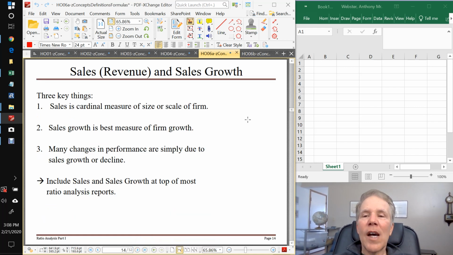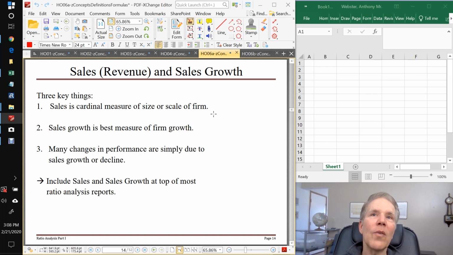You also need to know if there's a knife edge or not. Okay, so then we went to sales and sales growth. Sales is the cardinal measure of the size of the firm. It's not the cardinal measure of the value to owners, which is the number of shares outstanding times price per share. But the scale of the firm, the size of the firm, which is not the same thing as value to owners, is always measured by sales, right?